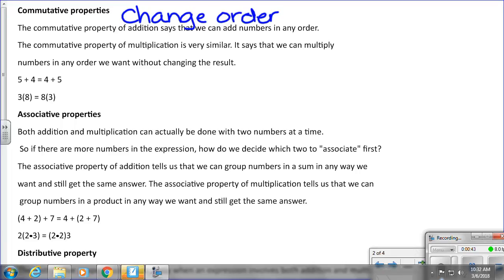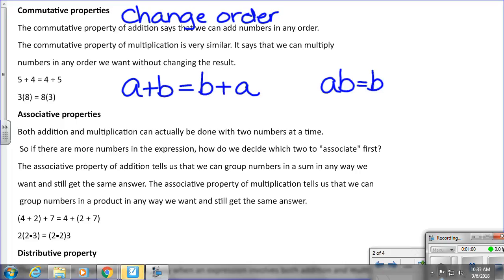Notice how I'm not solving either one of them. They're just set equal to one another. A way to show this with algebra is A plus B equals B plus A. Another way to show that is A times B would also equal B times A.